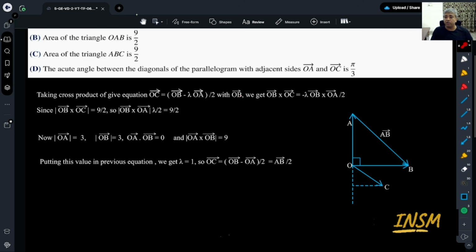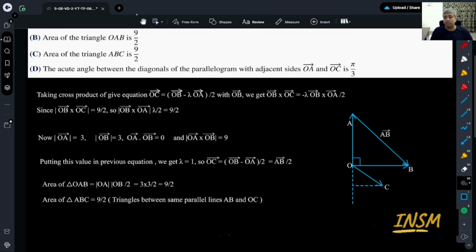Now with this given information, finding the area of triangle OAB which was asked here becomes pretty easy. Since this is a right angle triangle, the area of triangle OAB will be half into mod OA into mod OB. So mod OA and mod OB, we just put their values as 3 and 3. So it is 3 into 3 by 2, which is 9 by 2. So option B is correct.